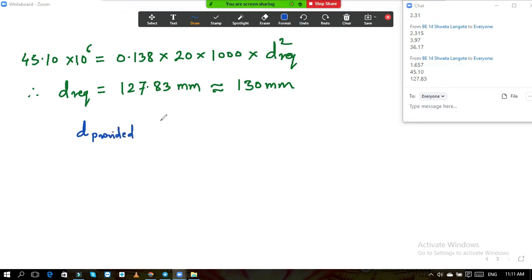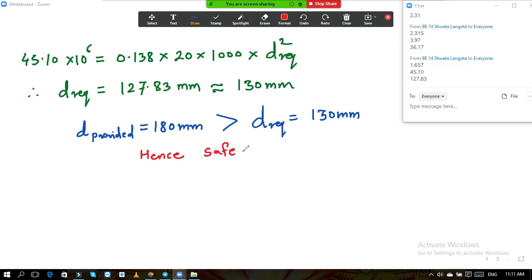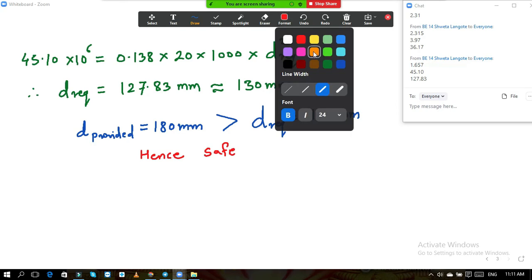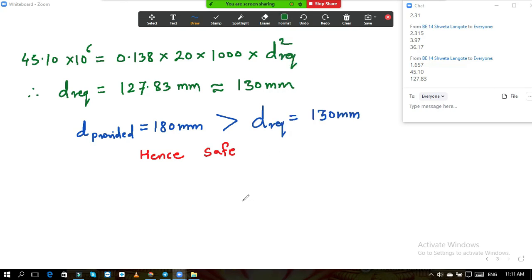Okay, D provided is greater. So instead of this, we write D provided, which is equal to 180 mm, is greater than D required, which is equal to 130 mm. Hence this is safe. Hence we call this as safe. Okay, so our check for depth is satisfied now.